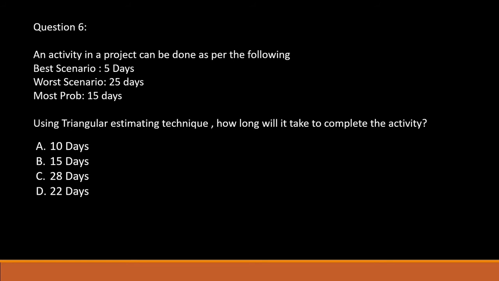Okay, so the correct answer for this question would be option B. Since they asked for the triangular estimating technique, instead of using A plus 4B plus C over 6, the triangular estimating technique is the sum of all the cases divided by 3. So that comes out to be 15. So answer B is the correct answer. Let's go to the next question.